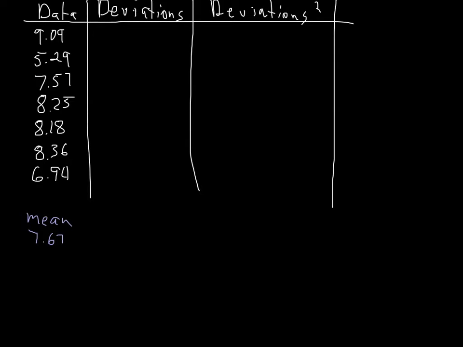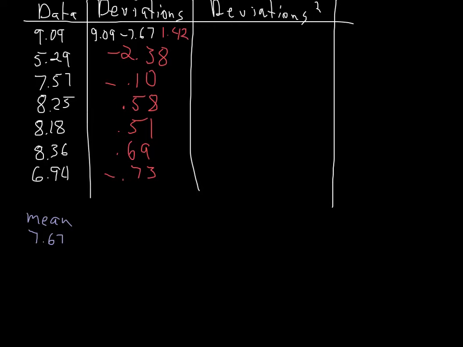Okay, the next thing we need to do is calculate the deviations from the mean. That means that we're going to take each data point and subtract off the mean. So 9.09 minus 7.67. And we're going to do that all the way down and get those values.